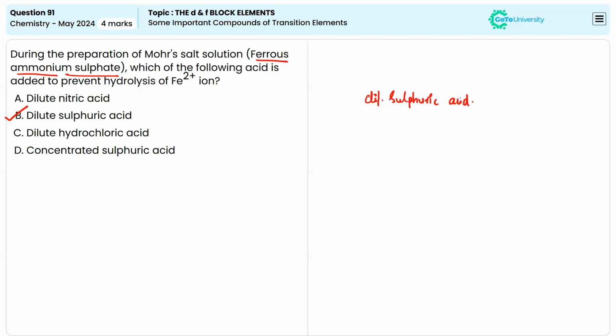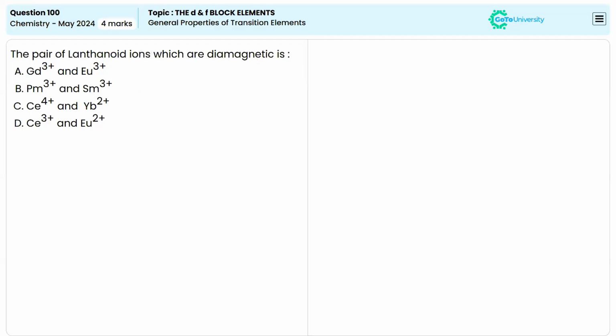The next question. The pair of lanthanide ions which are diamagnetic. Here we have different pairs of lanthanide ions, and we have to choose the pair which is diamagnetic in nature. The first option is gadolinium 3 plus and europium 3 plus.